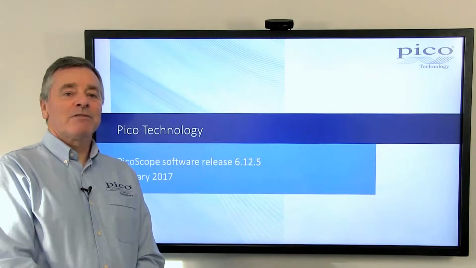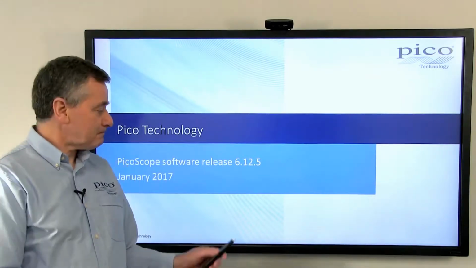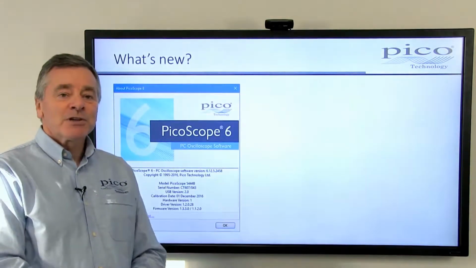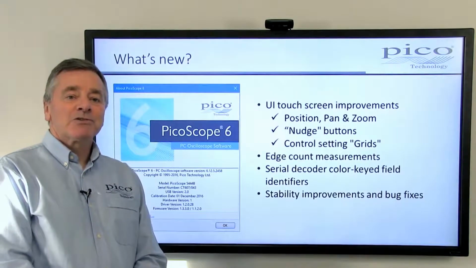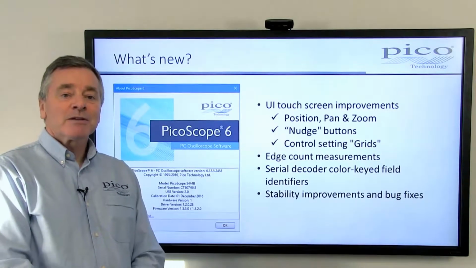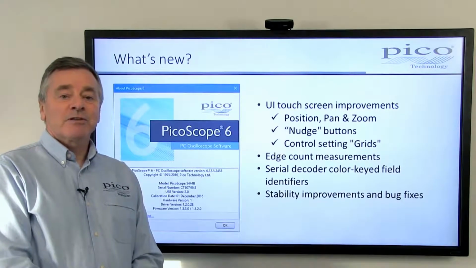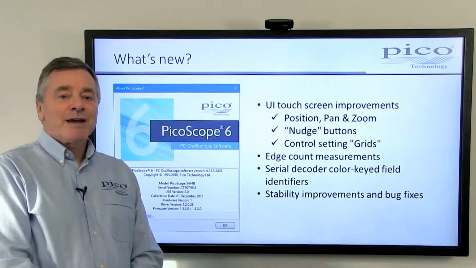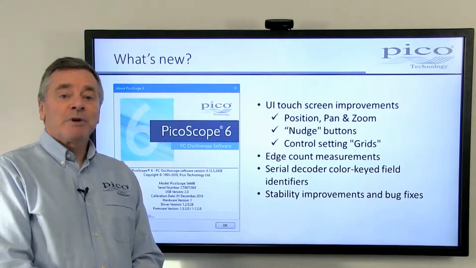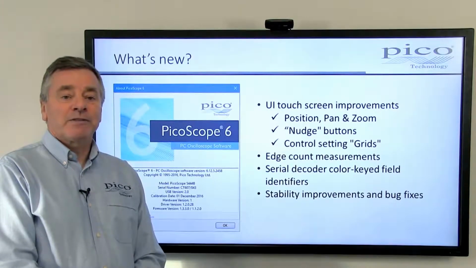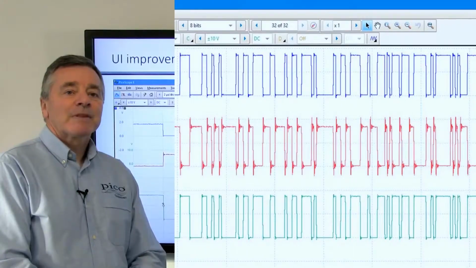6.12.5 is the latest software release for all users of PicoScope PC-based oscilloscopes. This version delivers user interface improvements for touchscreen users and mouse control, including nudge buttons and control settings grids for faster access to primary oscilloscope functions. A new edge count measurement function has been added. Serial protocols have been improved with color-keyed field identifiers. Let's have a look at each one of those in a bit more detail.